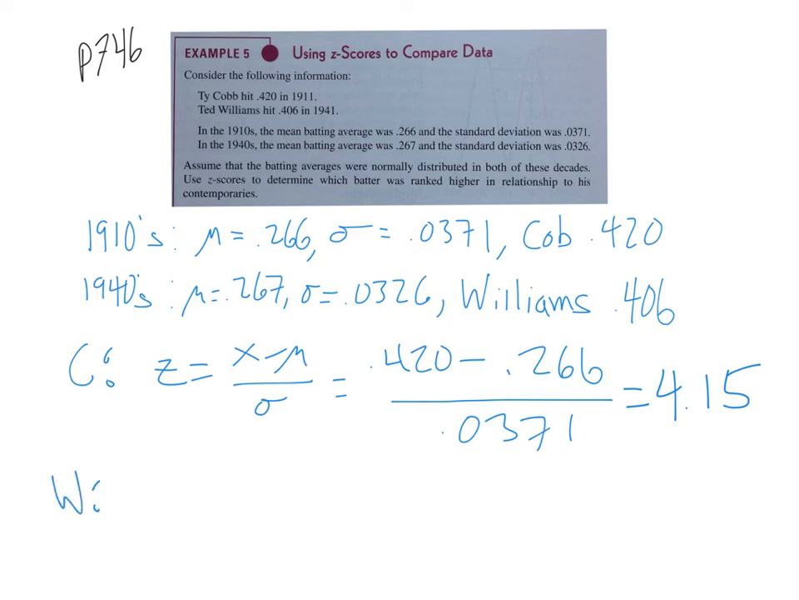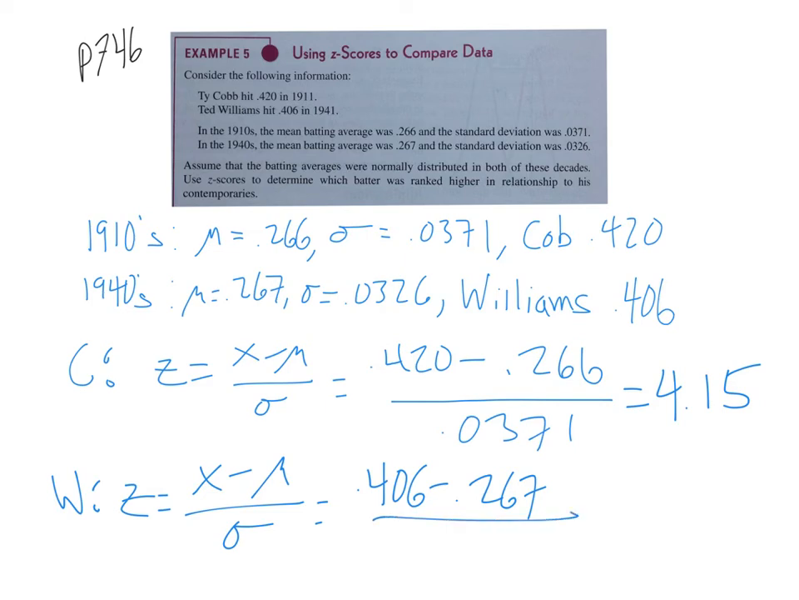Call him W. Here's the formula for z-scores again. So this time we're going to use his x, which is his raw score, his batting average, which was .406. We're going to subtract off the mean for the 1940s, which is .267. Notice the mean has gone up slightly. That means in general the batters were slightly better in the 40s than the 10s. And divide this all by the standard deviation from the 40s, which is .0326. Notice the standard deviation here is slightly lower as well.